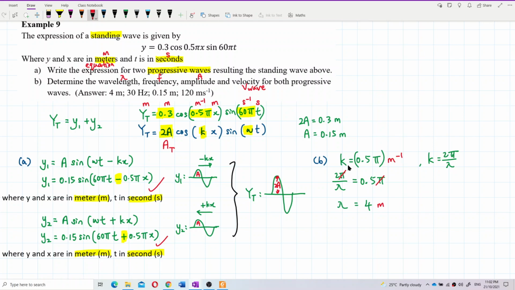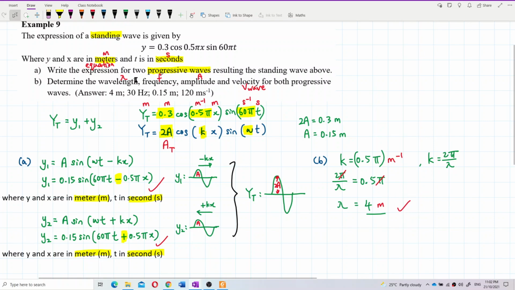Meter, because our k is per meter, so our wavelength needs to be in meter, not centimeter. Because it also follows our x, which is in meter, so our wavelength needs to be in meter. Be careful, yeah. So that's correct. Is the answer correct? Yes, 4 meter, that's correct.